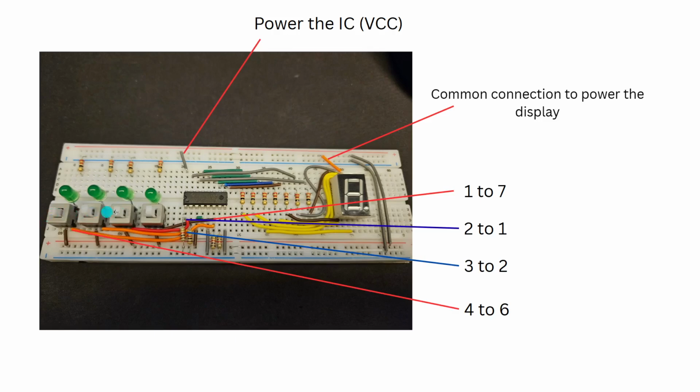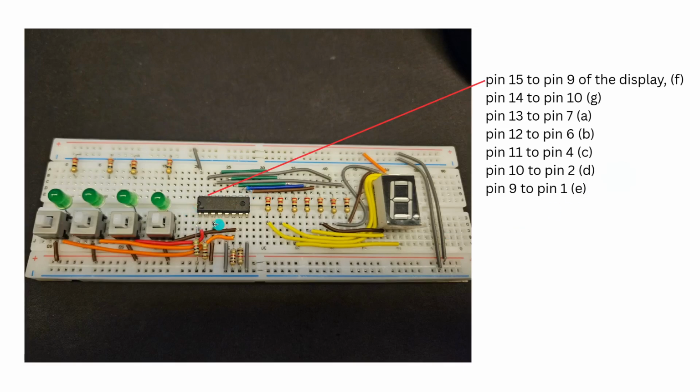So for the first 4 switches, we can see these are connected with the brown wires, and other wires are coming from the pins. The first switch goes to 7, the second switch goes to 1, the third switch goes to 2, and the fourth switch goes to 6. After connecting those IC pins, we can see we need to connect more of them from the IC. So we can see how we have connected them.